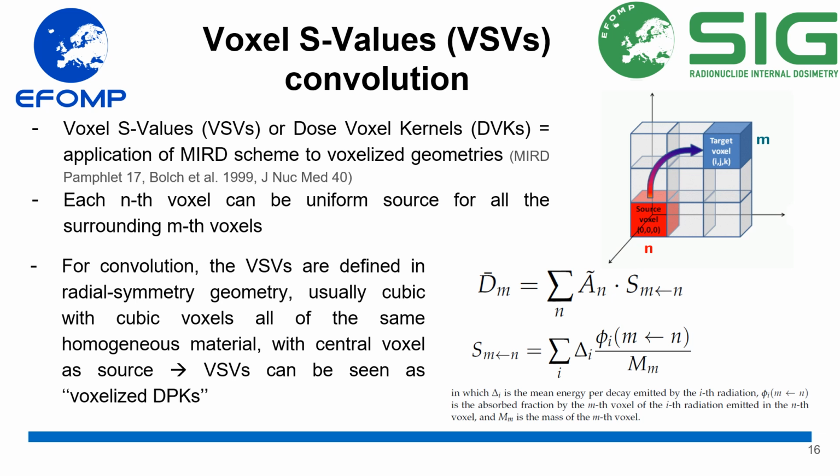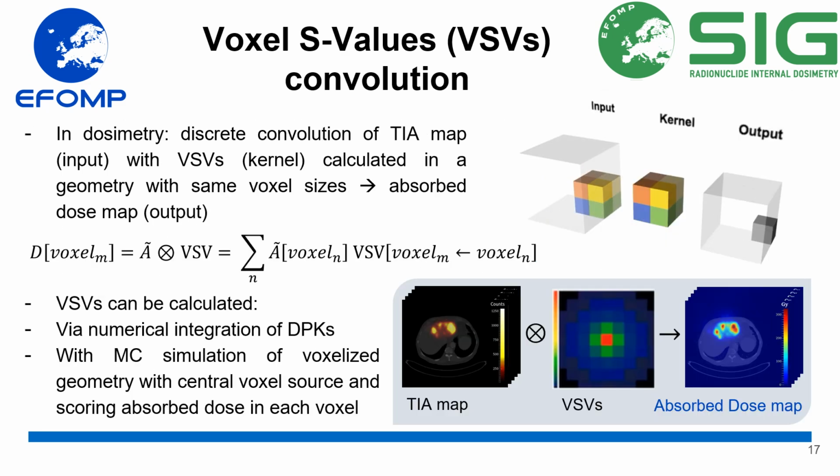So, the voxel S-values are basically the voxelized version of dose-point kernels. For nuclear medicine dosimetric purposes, a discrete convolution of a time-integrated activity map acting as the input, in the animation on the right, with a voxel S-value acting as the kernel, gives as output the desired absorbed dose map. Voxel S-values are calculated via numerical integration of dose-point kernels or directly via Monte Carlo simulations.